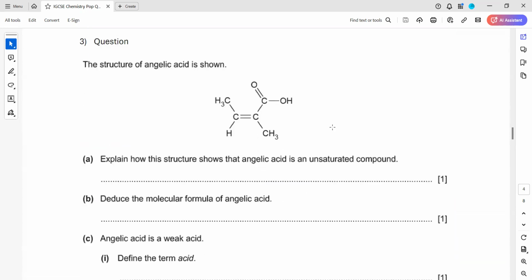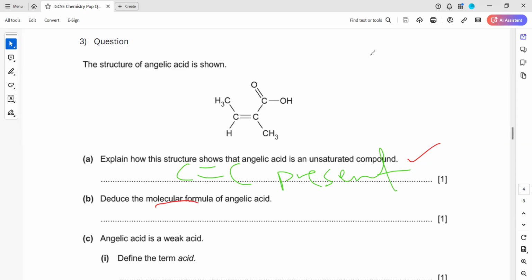This question is about angelic acid. State how the structure shows that it's unsaturated. Because there's a carbon-carbon double bond present. That shows it is unsaturated. Deduce a molecular formula. For the molecular formula, you just have to count the atoms of each and write.